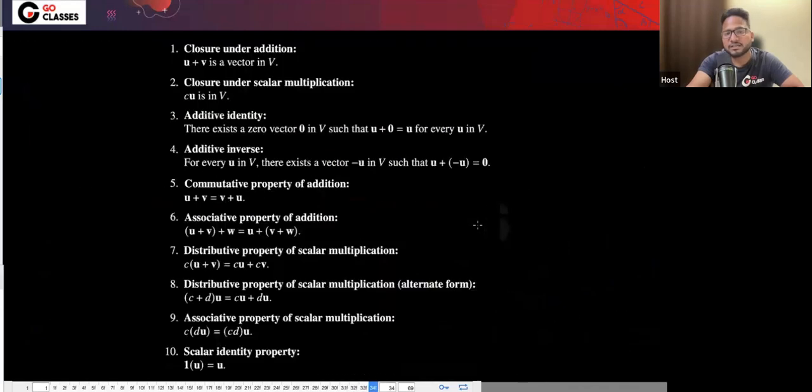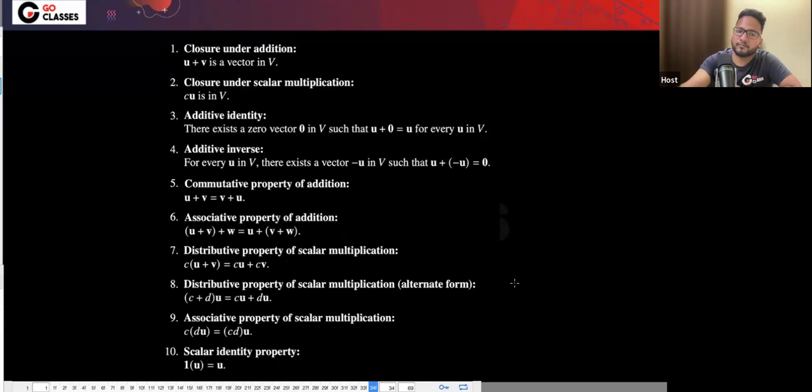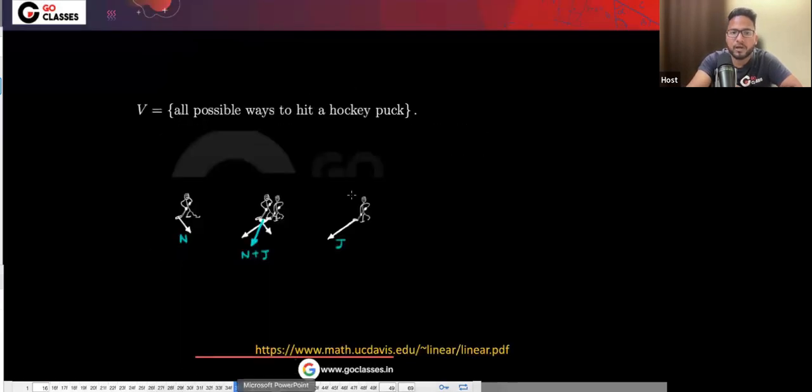By the way, these conditions are fine, right? These conditions also have names. For example, the first one is called closure. Closure means it should be closed under addition, which means if you add two vectors, the resultant vector should be in the same set or vector space. This is called closed under scalar multiplication, which means cu is also in V. These have names. Obviously the names are not important, but I'm just telling you they have names. I have taken this screenshot from one of the standard university notes.